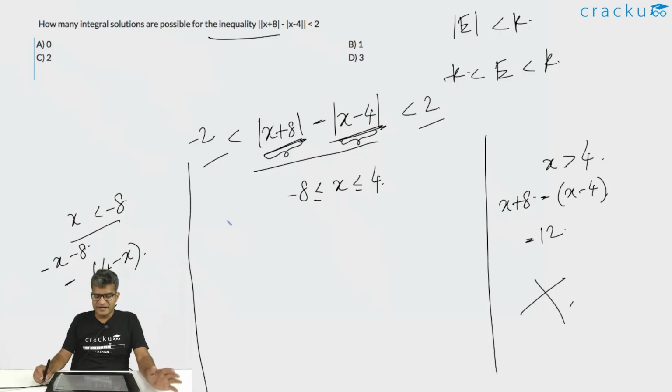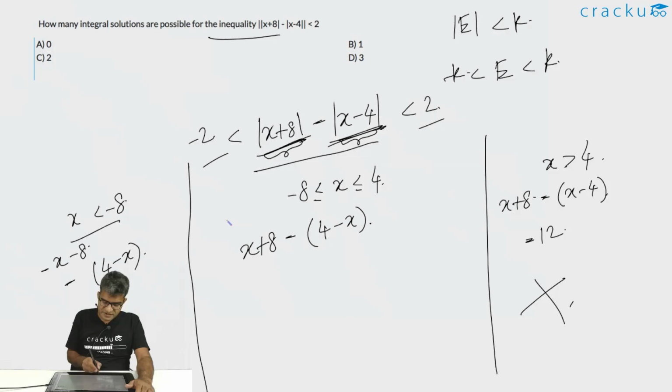Suppose x lies between -8 and 4. What is the value of modulus of x plus 8? That will be x plus 8. What is the value of modulus of x minus 4? That will be 4 minus x. So this is equal to 2x minus 4. 2x minus 4 is 2 times x minus 2.